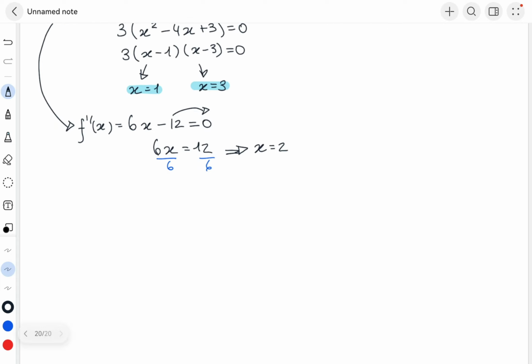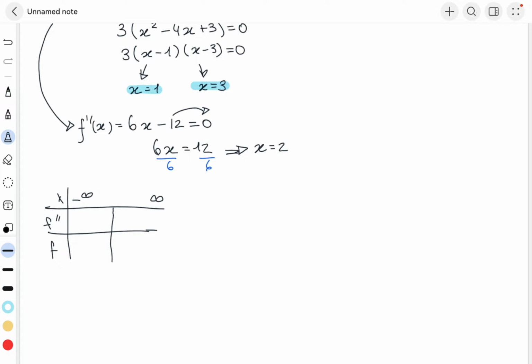Now, do the same table that we did before: x, f double prime, and f, negative infinity to infinity. And here, our special number is 2. So we'll have a 2 here, and we put a 0. Why? Because f double prime at 2 is 0. Now, we take test values, a number between negative infinity and 2, for instance 0, and a number between 2 and infinity, for example 3.